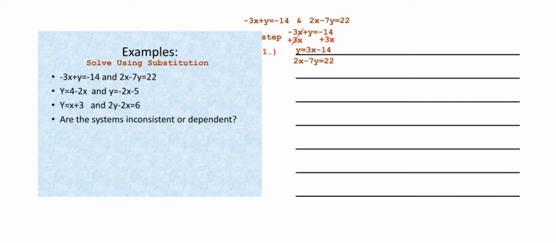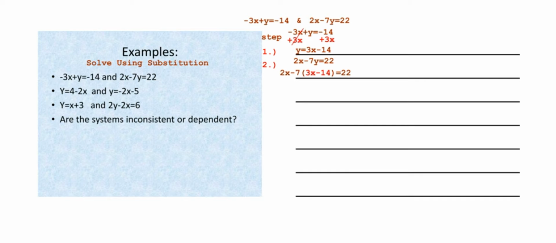So in this case, let's notice the next equation, 2x minus 7y equals 22. We're going to use substitution on that one. We're basically going to substitute the y value that we previously found to be 3x minus 14. So let's replace it. There we go. So 2x minus 7 times, in parentheses, 3x minus 14 equals 22.